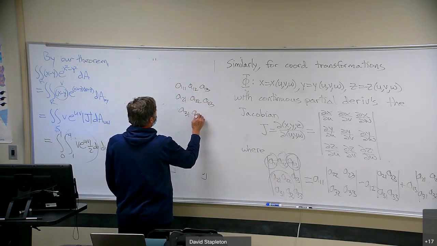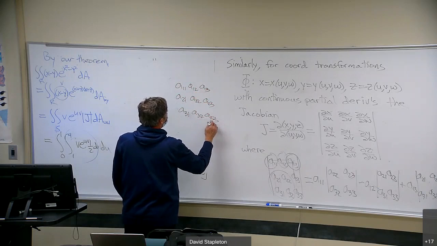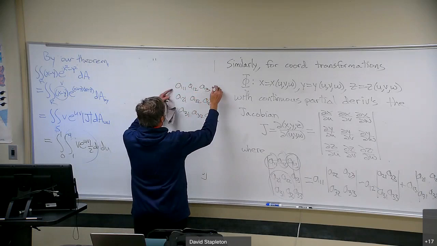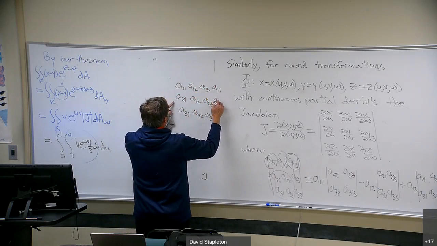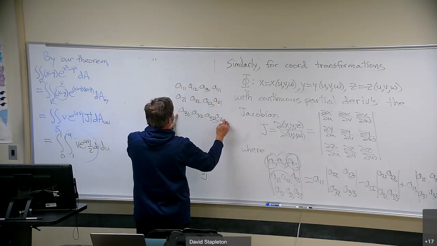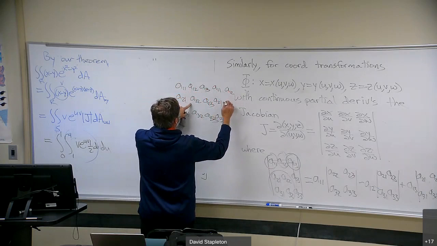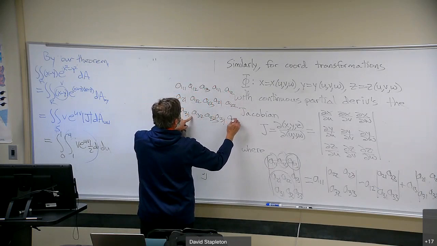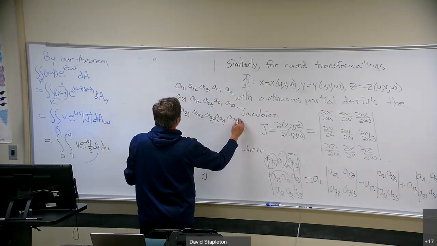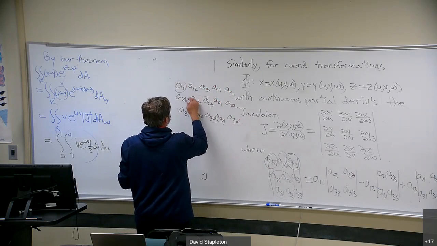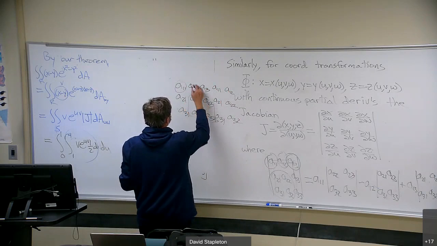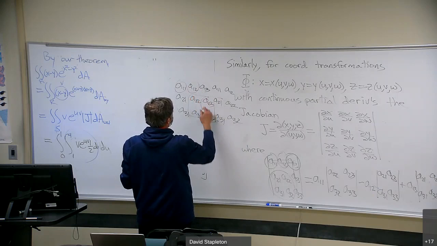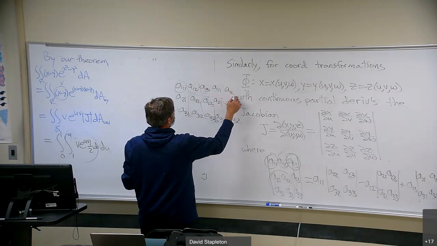A31, A32, A33, and then you copy the first two columns again: A11, A21, A31, A12, A22, A32. And then it's easier because you take this one times this minus this times this, then you take this one times these, and this one times these.